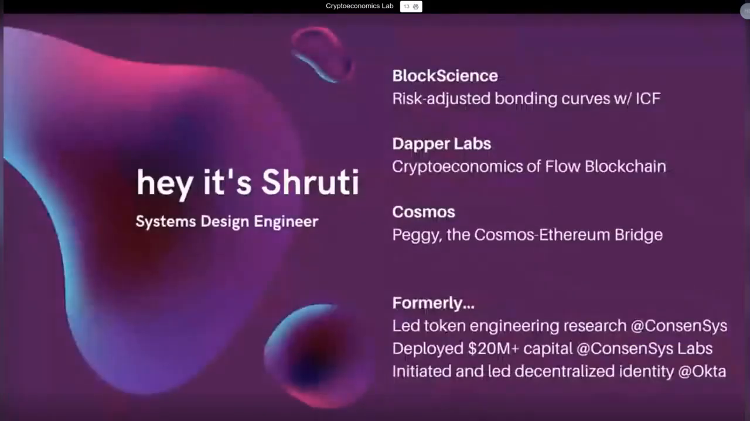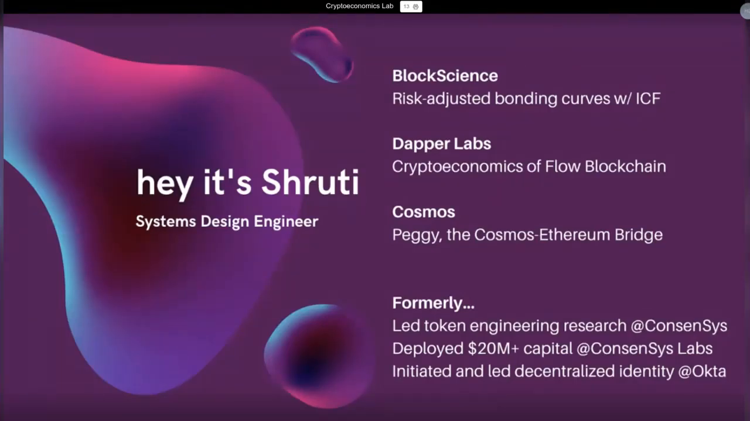A little bit about myself. I'm a systems design engineer by training. Right now I'm working with blockchains on these risk-adjusted bonding curves. I previously worked with Dapper Labs as well as Cosmos. With Dapper Labs, I helped them develop the cryptoeconomics for Flow blockchain. And with Cosmos, I helped build the Cosmos and Ethereum bridge, which is called Peggy. And before that, I was working with Consensus and Consensus Labs, as well as Okta, all really fantastic teams and companies.